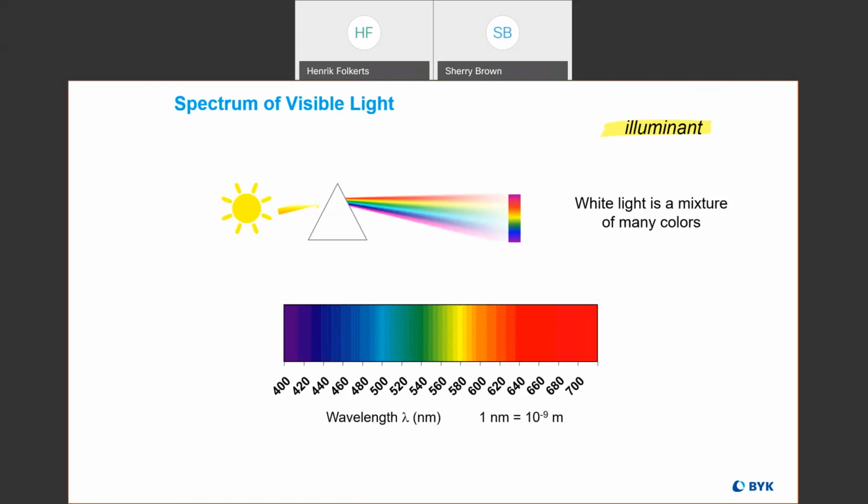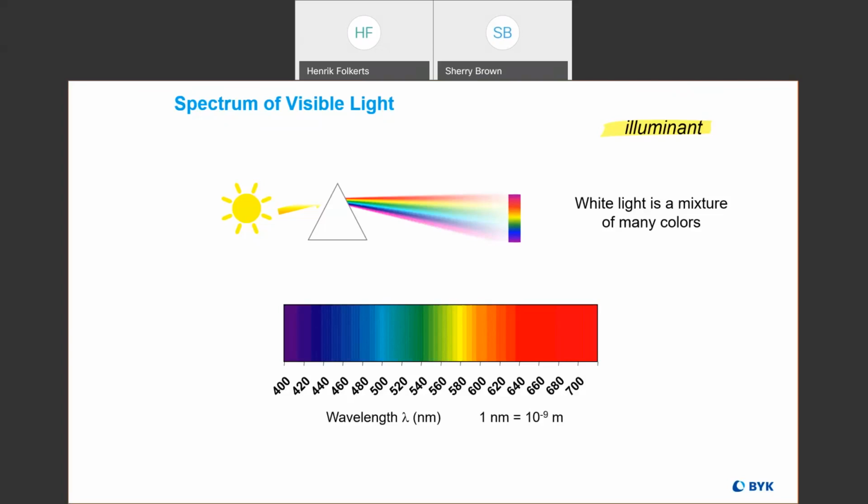We can see from this little diagram here that if we're down at the low wavelength, we start with violet at about 400 nanometers. As we get up into 420, 440, 460, we're looking at blues, different shades of blue, different hues of blue. And as we get into higher wavelengths, we see green, yellow, orange, red.